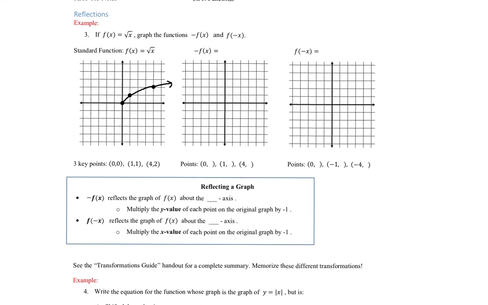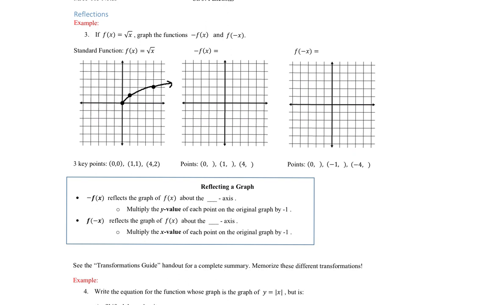This is the third video to section 3.5. We're going to look at our square root function here, which is given by this first graph. And we're going to take a look and see what happens when we apply a negative to our function and when we apply a negative within the domain or within the parentheses of our function.